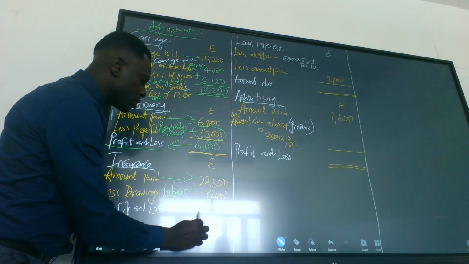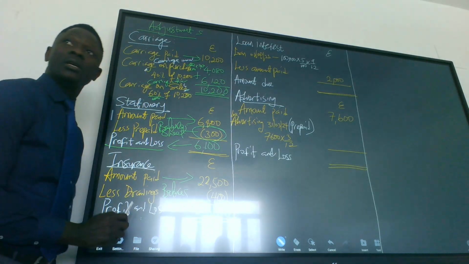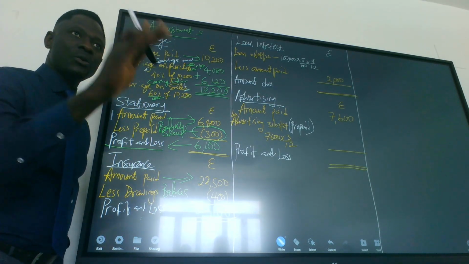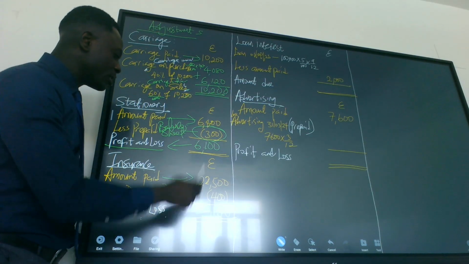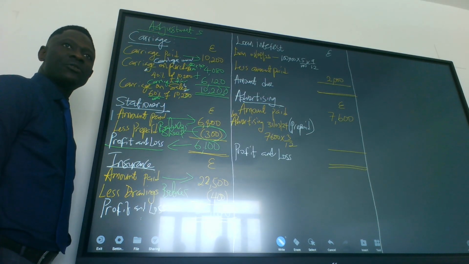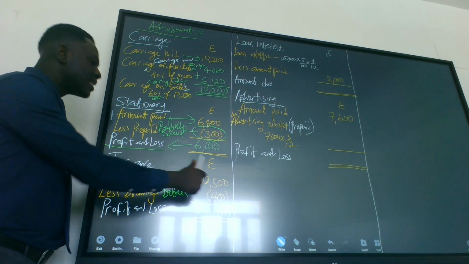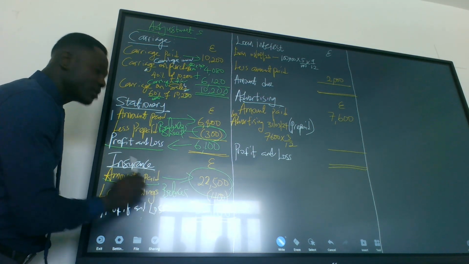22,500 minus this is what? 22,100. That's what we're going to give them. In insurance, when we are preparing our final account, your profit and loss account, insurance will be what? 22,100, not 22,500. This is the total amount spent. Amount paid on insurance. Okay.